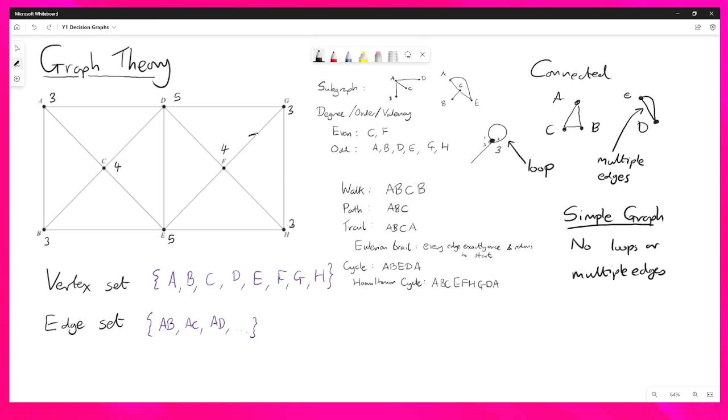If we put arrows on a graph to denote direction, so on this graph here, we could now only go from F to G, not G directly to F. We sometimes refer to this as a digraph or directed graph.